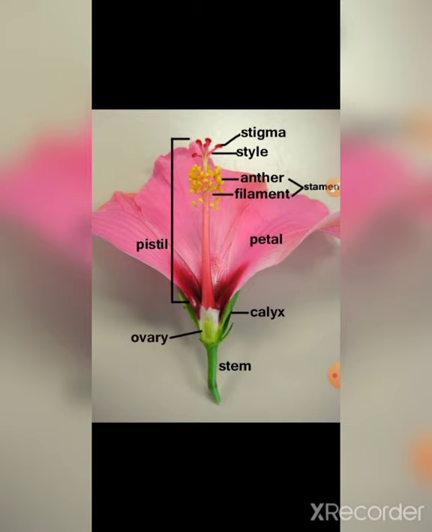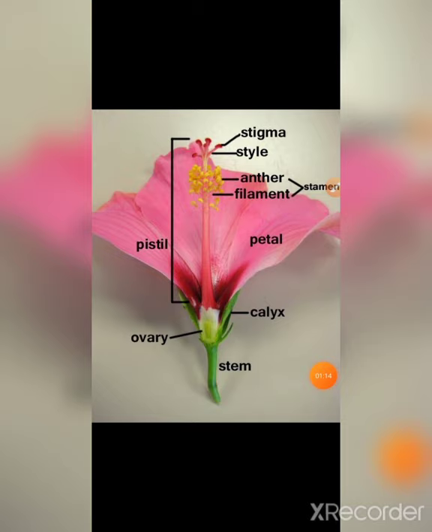And the pistil is present in the center of the flower and it is the female reproductive part of the hibiscus. It is made up of three parts: the ovary at the bottom, the style in the middle, and the stigma at the top. The ovary contains ovules and each ovule has an egg.